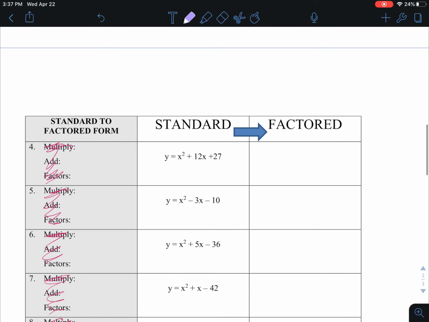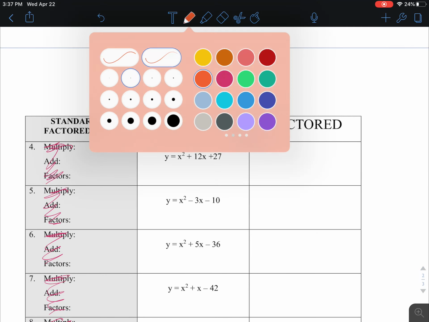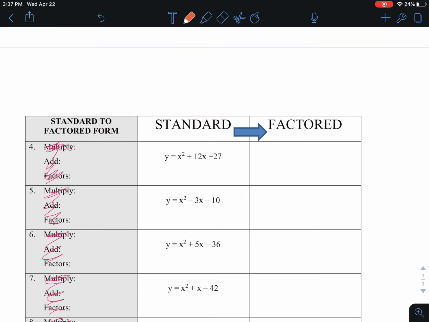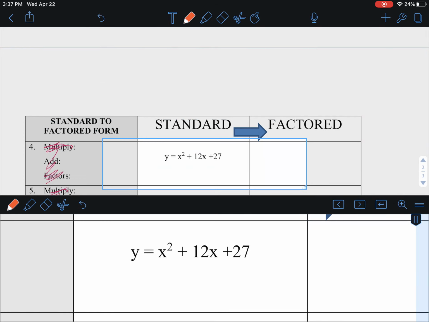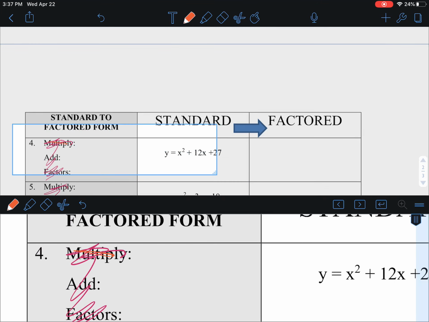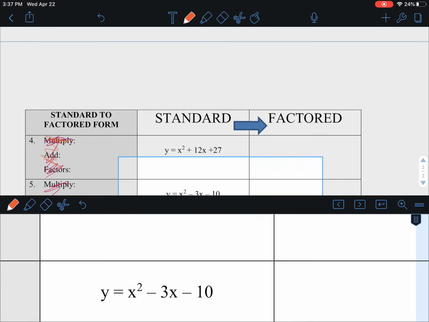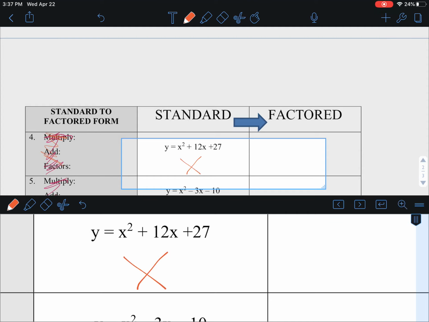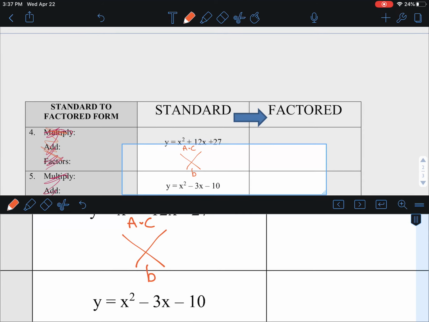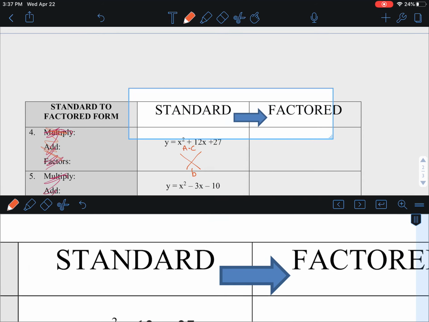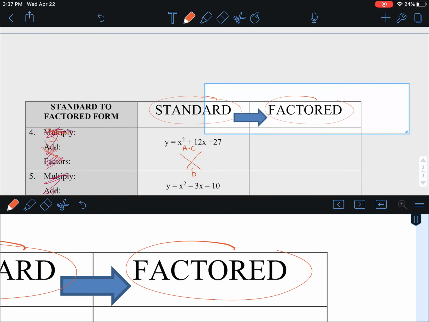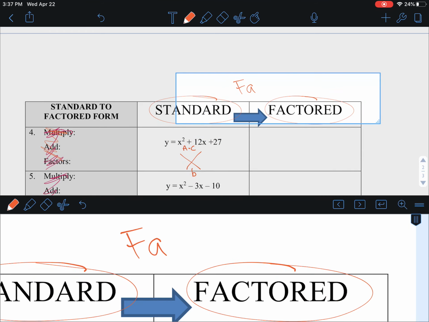Now we're going to do a review of factoring. So when we do a review of factoring, remember what we did in class was the X method. With the X method, remember, again, you can ignore this side, by the way. A times C goes up top of your X, and your B goes on the bottom. Again, what we're doing is going from standard form to factored form. So what we need to do is factor. So this is just a review.